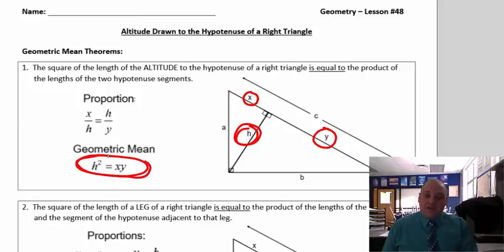This is called a geometric mean. It's a geometric mean because what you could do now is take the square root of both sides, and that will give you H. It will help you solve for H because H is squared. As long as H is squared, which it will be because of this, you are able to solve for H. So we're going to use what's called a geometric mean to solve for H.